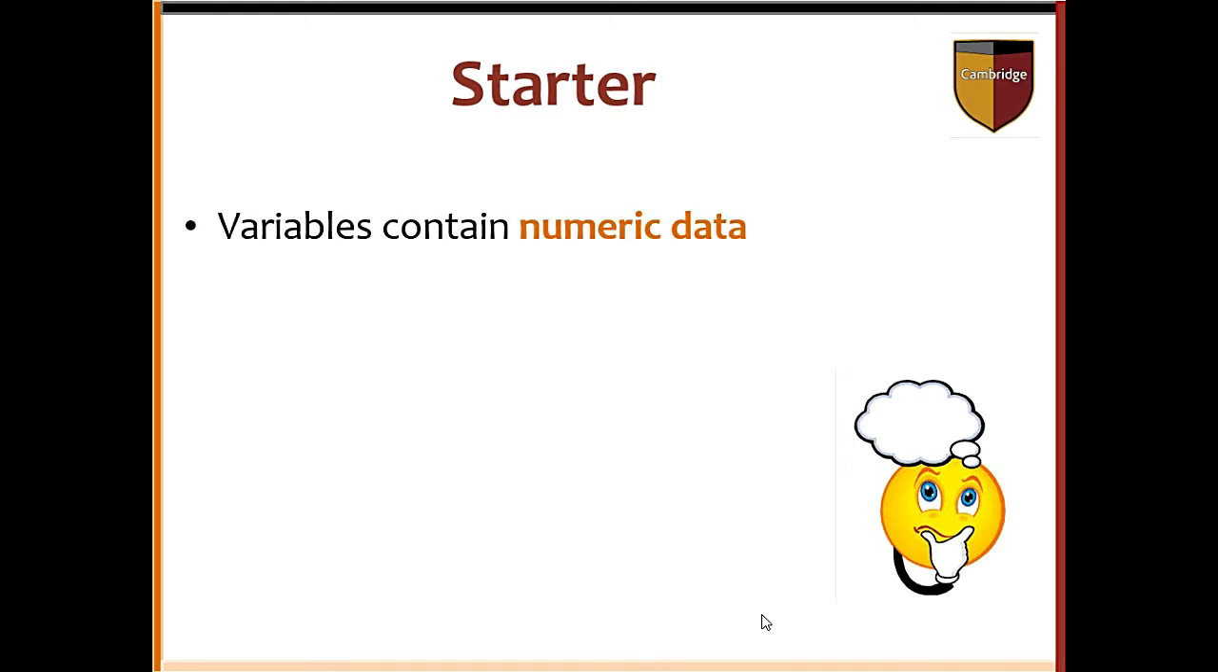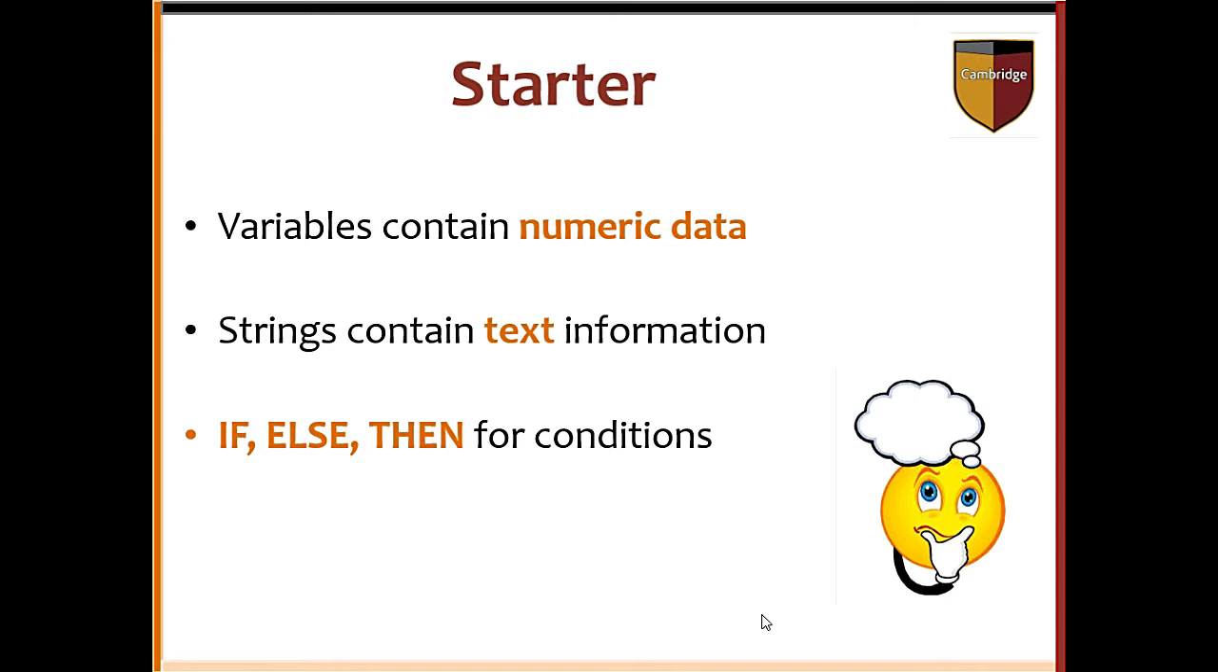To begin with, a variable contains numeric data. So we all know that a variable is a container that can hold different information. It can be numeric data, or it can be a string that contains text information.